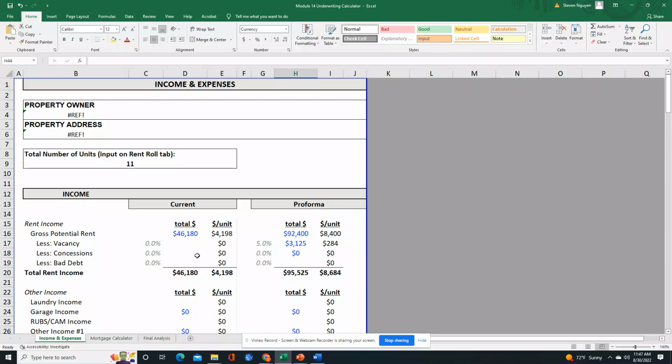Okay, I want to go over my underwriting calculator that I created here. If you look at the bottom, there's three tabs: income and expense, a mortgage calculator, and then the final analysis, which has your cash on cash return. Obviously I'm going to use this calculator to run a live deal to show you how to use it, but I just want to give a quick overview.